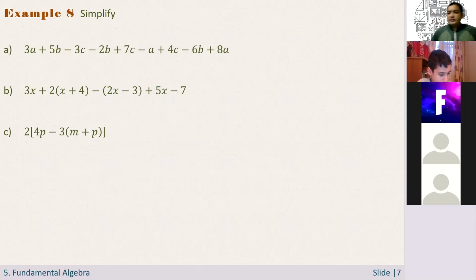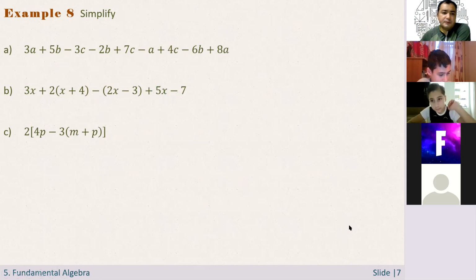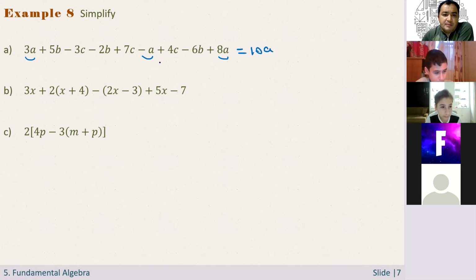Guys, let's continue. Rahim, are you there? Yes. Okay, Rahim, your turn. Let's do 8. Okay, so first, let's collect like terms. Yes, so let's start from a. So we have 3a, like terms with minus a and plus 8a. Okay, good. So simplify them. 3a minus a plus 8a is 10a. So actually we are done with a's, right?